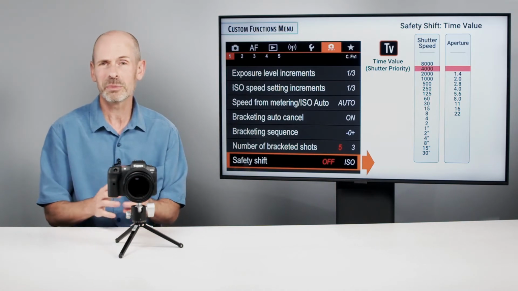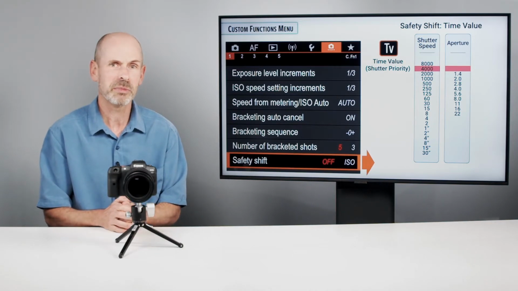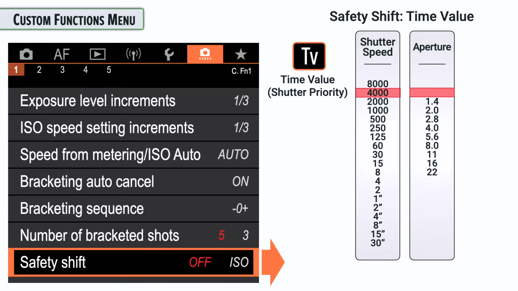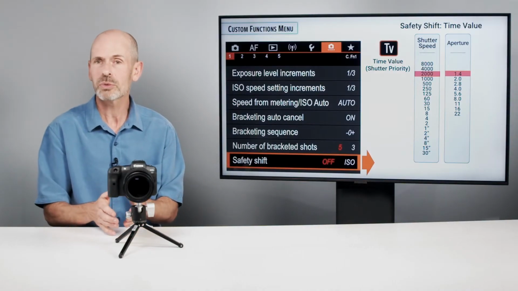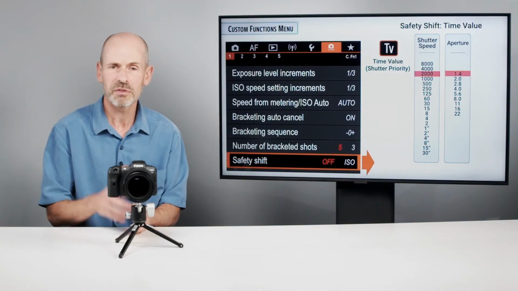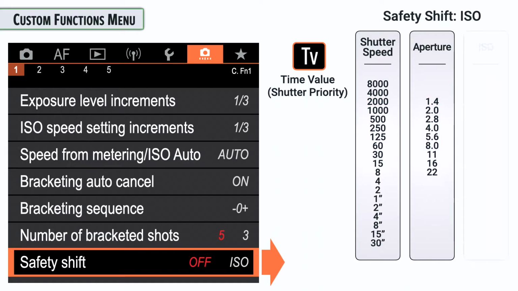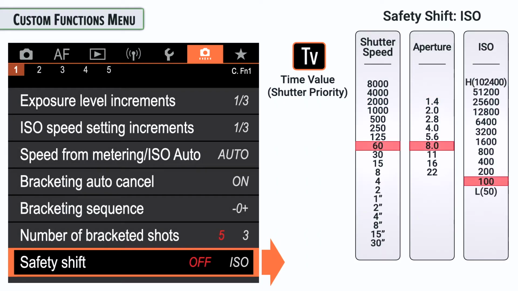Or you might be saying, wait a minute, I don't want to make a mistake here. Let's have the camera come in and safely shift me back down to where my limit is, which is 2,000th of a second. And so it would limit what you can do in the camera. There are some cases where it might be handy to have that safety shift, but there is a better option now, which is safety shift with ISO.